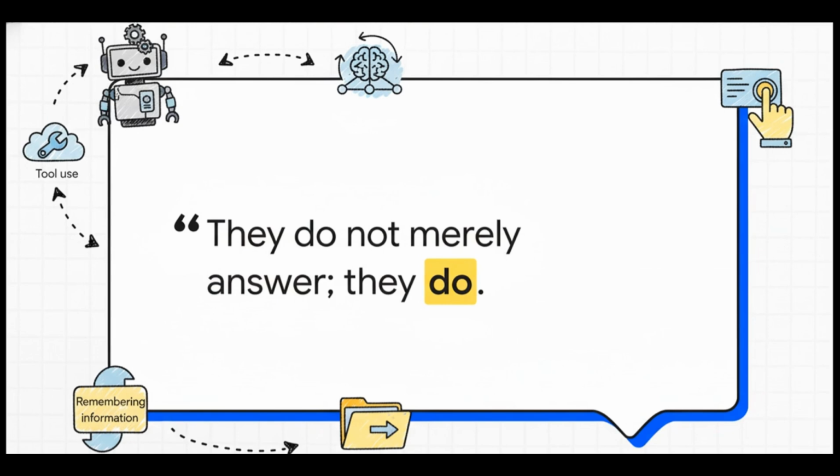You know, we're way beyond simple chatbots at this point. The entire paradigm has shifted to what we call agentic AI. These are autonomous systems that can actually reason, use tools, and remember information. They don't just answer your questions, they get things done.